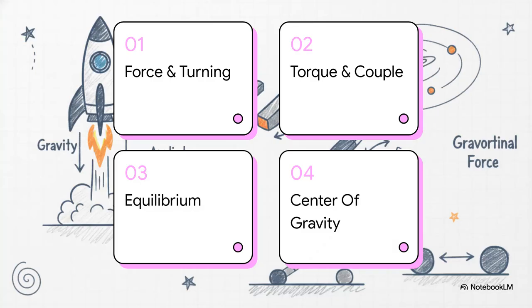Okay, here's our game plan for today. First, force our turning effect. Second, the torque our couple concept. Third up is equilibrium, both static and dynamic. And finally, we'll wrap up with some center of gravity tricks.